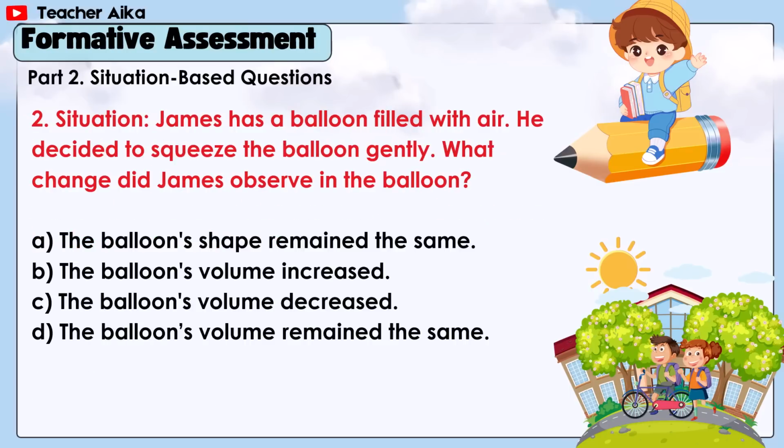Situation number 2. James has a balloon filled with air. He decided to squeeze the balloon gently. What change did James observe in the balloon? A. The balloon's shape remained the same. B. The balloon's volume increased. C. The balloon's volume decreased. Or D. The balloon's volume remained the same.